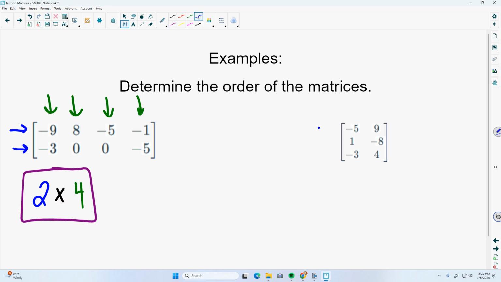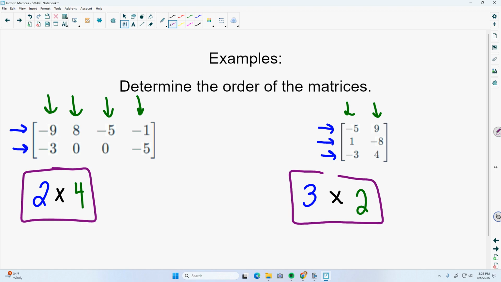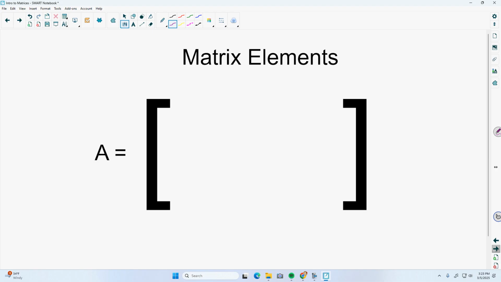Okay, this next one here, starting with our rows. Looking at our rows, I see a 1, 2, 3. So we're talking about a 3 by something here. Then we're going to count our columns. 1, 2. So we would call this a 3 by 2 matrix. Rows by columns.